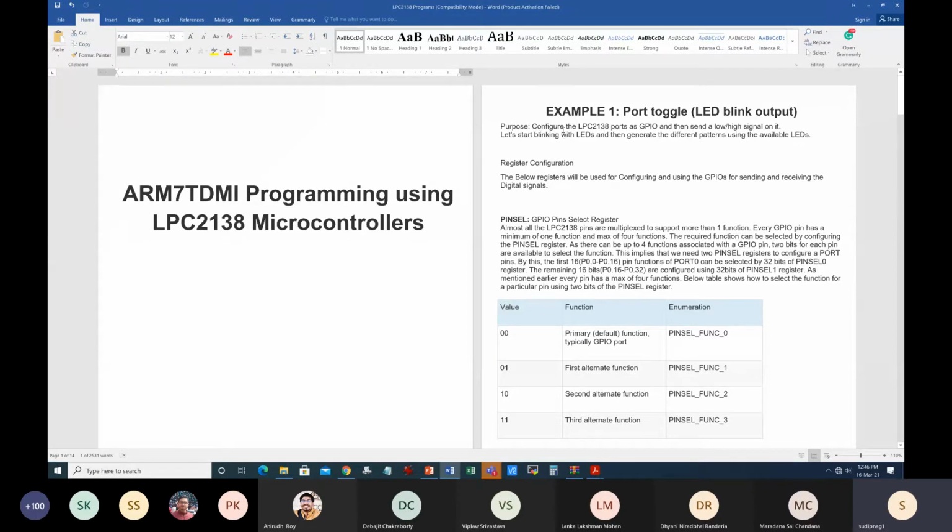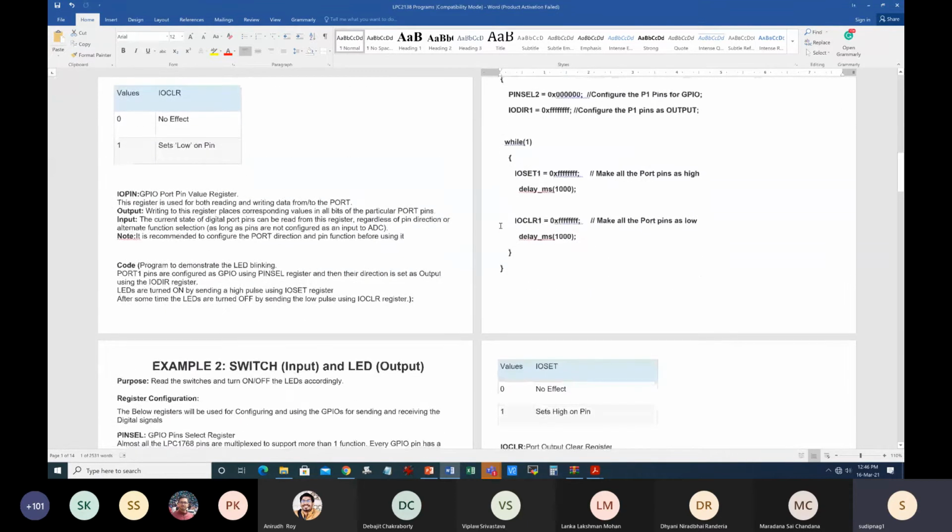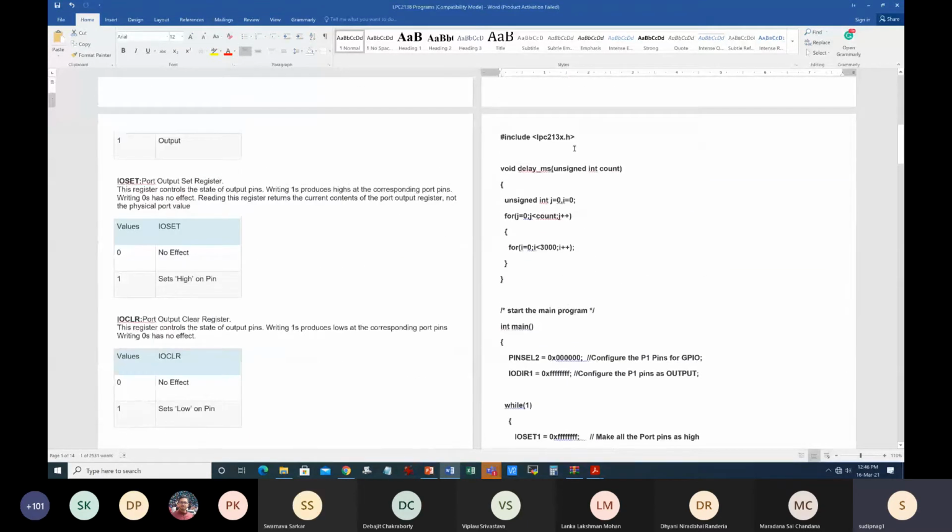Here the purpose is to configure the microcontroller ports, whichever port we may consider, and then send some high-low signals such that it toggles a bunch of LEDs connected to it. This is a very simple kind of code. First you initialize all these registers that we discussed, and then we do the toggling action. Okay, so let's look at the code over here.